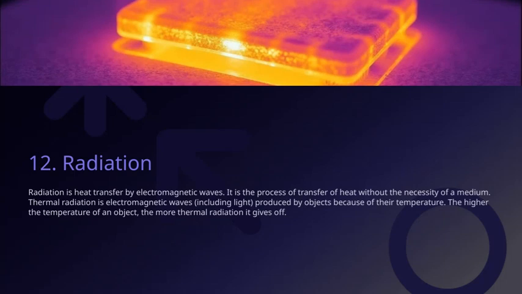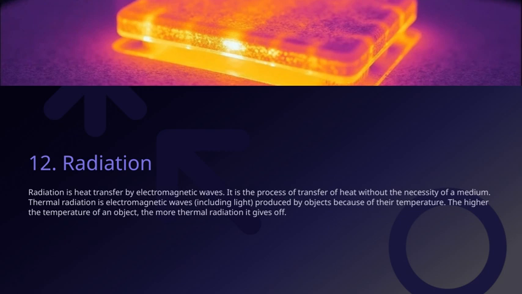Radiation is a form of heat transfer that happens through electromagnetic waves. Unlike conduction or convection, it doesn't need a medium like air or water to transfer heat. Instead, it can occur across the vacuum of space. Thermal radiation specifically refers to electromagnetic waves, including visible light, that are emitted by objects because of their temperature. The key point here is that the hotter an object is, the more thermal radiation it emits.